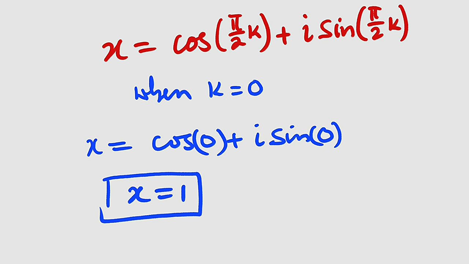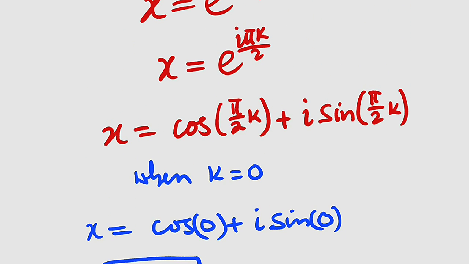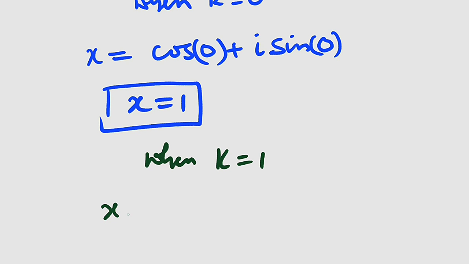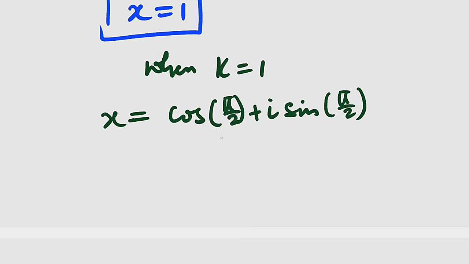First solution. And second solution is when k is equal to 1. When k equals 1, you see that 1 times pi divided by 2 will still be pi divided by 2. So x equals cosine of pi divided by 2 plus i sine of pi divided by 2. Cosine of pi divided by 2 is equal to 0. Sine of pi divided by 2 is equal to 1, and 1 times i is i. So we have i here, which means that x is equal to i.